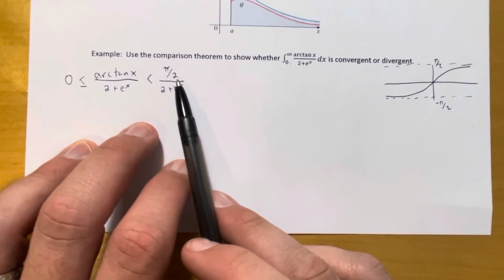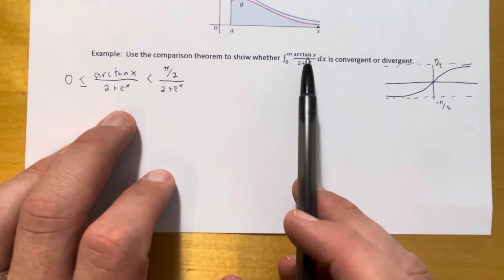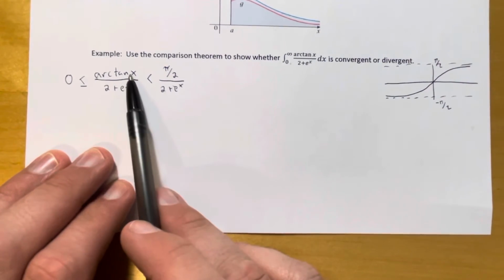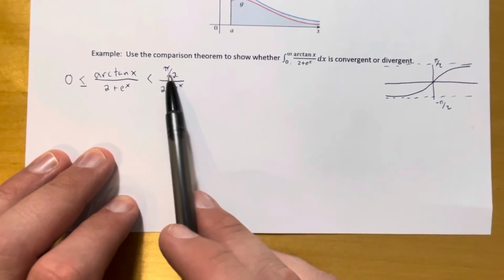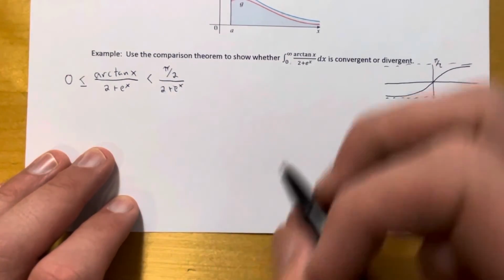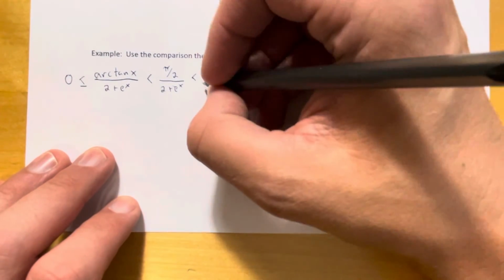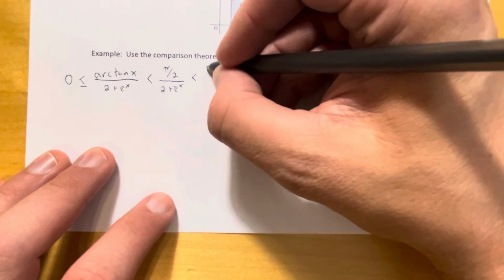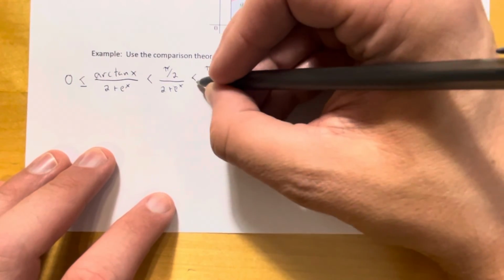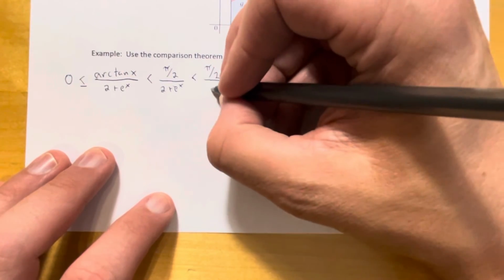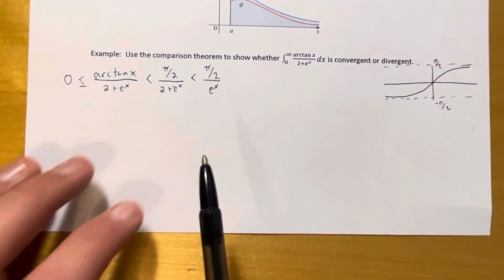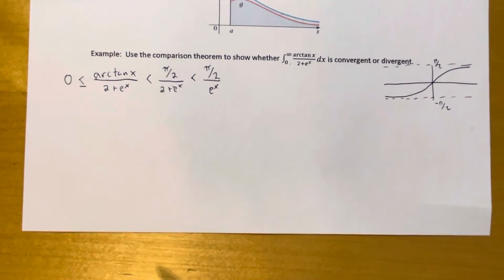Okay, so this appears to be an easier function to integrate than what I had before, because I've replaced a difficult function, arctangent of x, with a constant. But I can actually make it even a little bit easier to integrate. This is also less than pi over 2 over e to the x. Notice I've removed this plus 2 here.